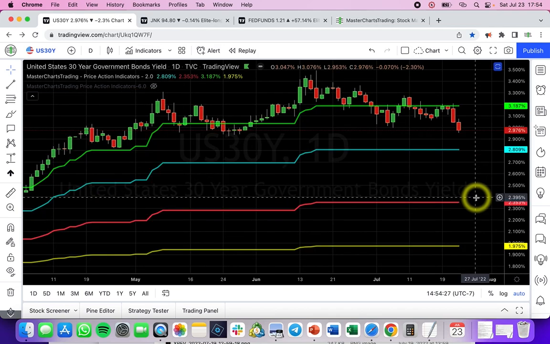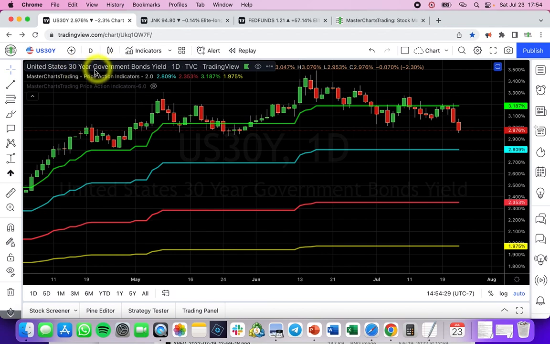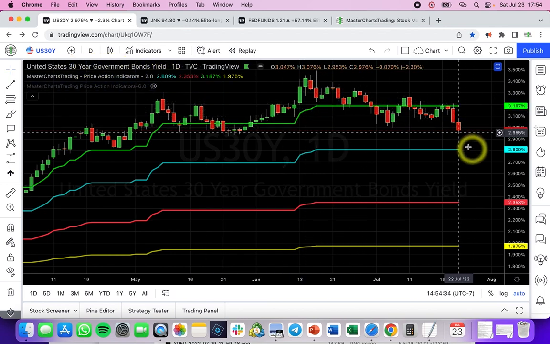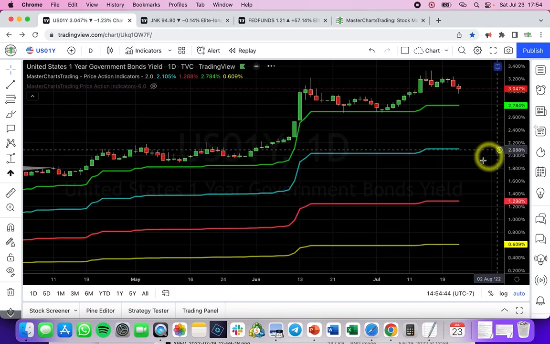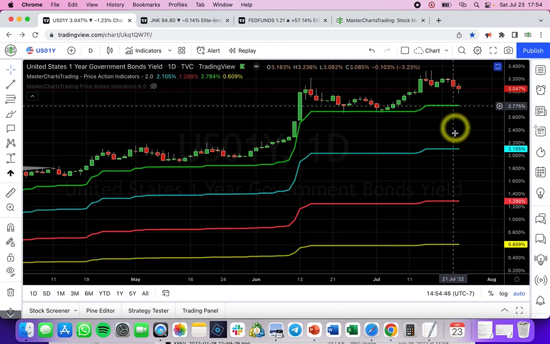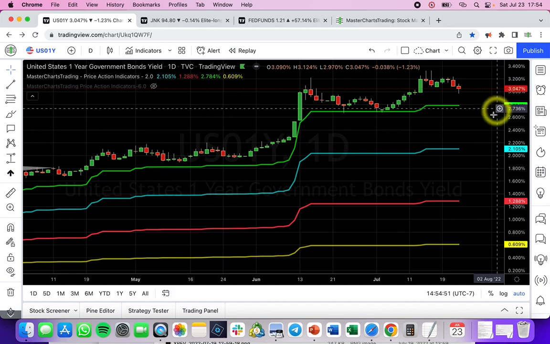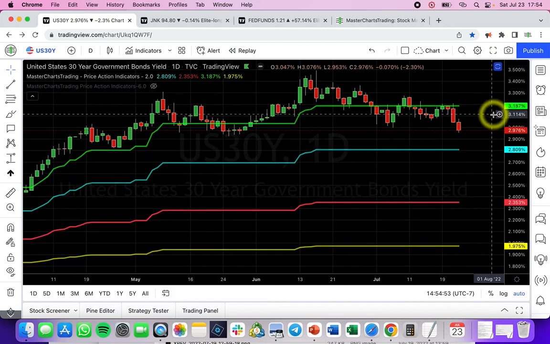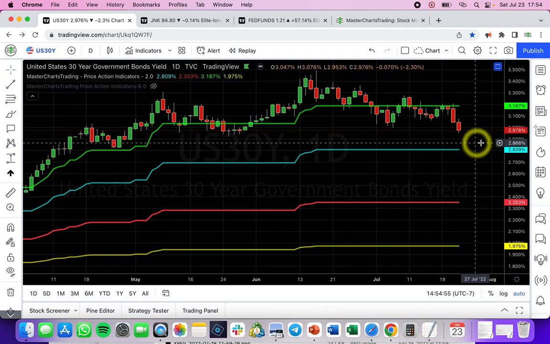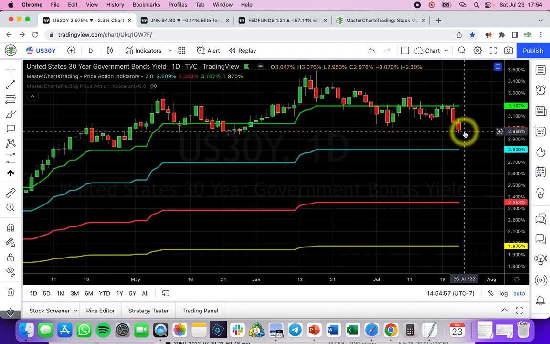Now, as you can imagine, when Treasury bonds rally, that by extension means that Treasury bond yield is going down. So this is a 30-year government bond yield. It topped out here on the 16th of June and has been going down since then. In fact, on the 22nd of July, yesterday, we stopped at 2.976%. So remember this number. If we look at the 1 year yield, we're currently at 3.04%. So 3.04% for the 1 year yield and 2.9% for the 30-year yield.